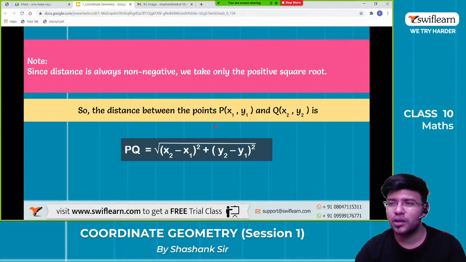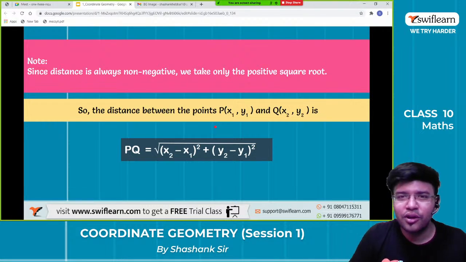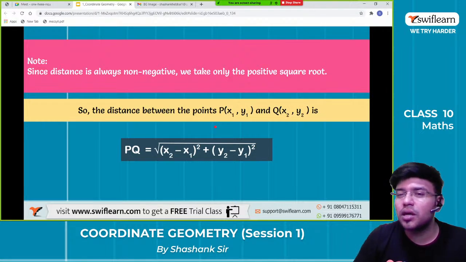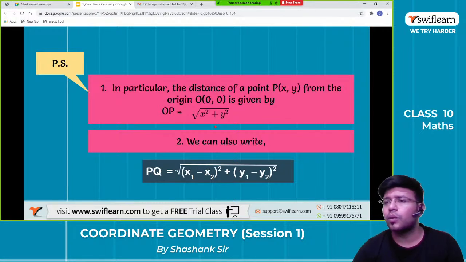Note, see here. Write this note, this is very important. Since a distance is a physical quantity which is not negative, we need to take only the positive square root. So the distance between the points P and Q is given by this formula and is always a positive thing.